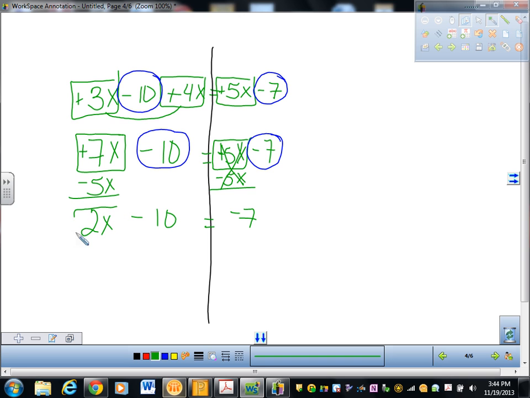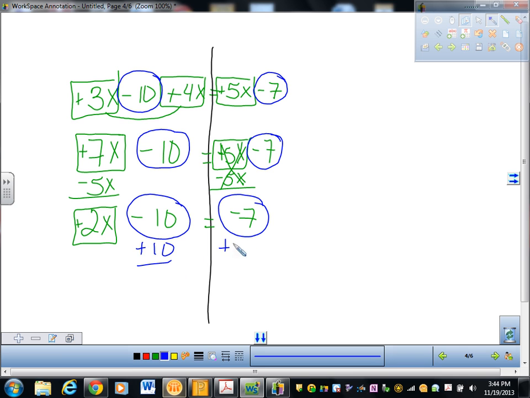And I can box and circle again. Got that positive 2x, the -10, and the -7. And I need to combine my circles now. So here's a subtraction sign or a negative sign, and I have to do the opposite. So I'm going to add 10.